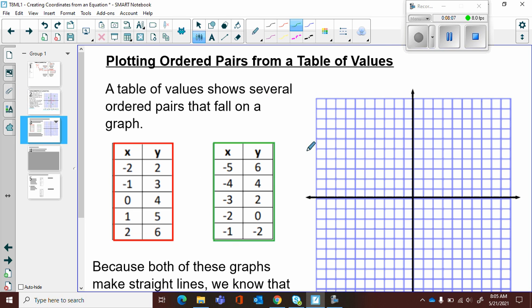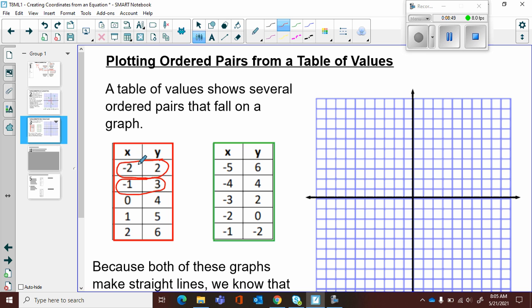So now we're going to take a look at how to plot points from a table of values. So we've seen how to plot points that are ordered pairs. A table of values is just a table that shows you several ordered pairs that fall on a common graph. So here we have a list of x values and a list of y values, and they go together. So this x value goes with this y value, and this would be an ordered pair on the graph. This x value goes with this y value. And all of these points together will form a graph. They have some kind of a relationship that they're all part of the same common graph.